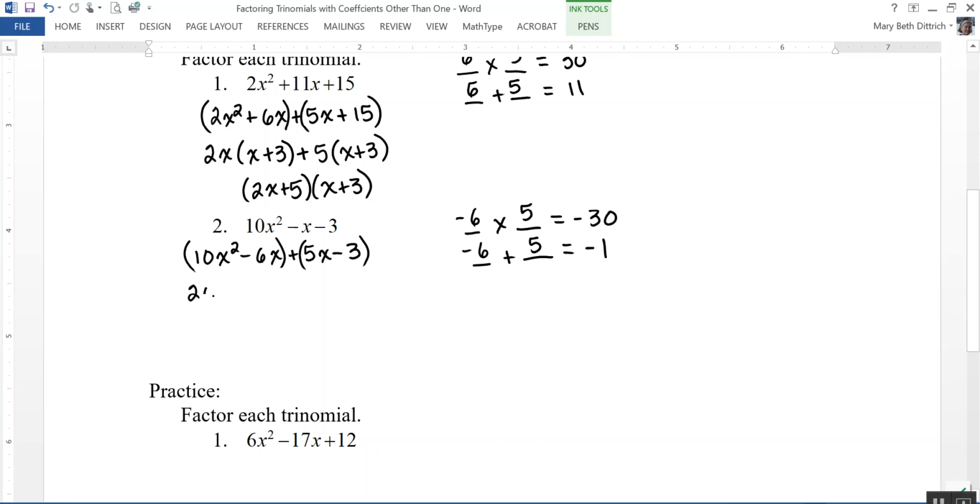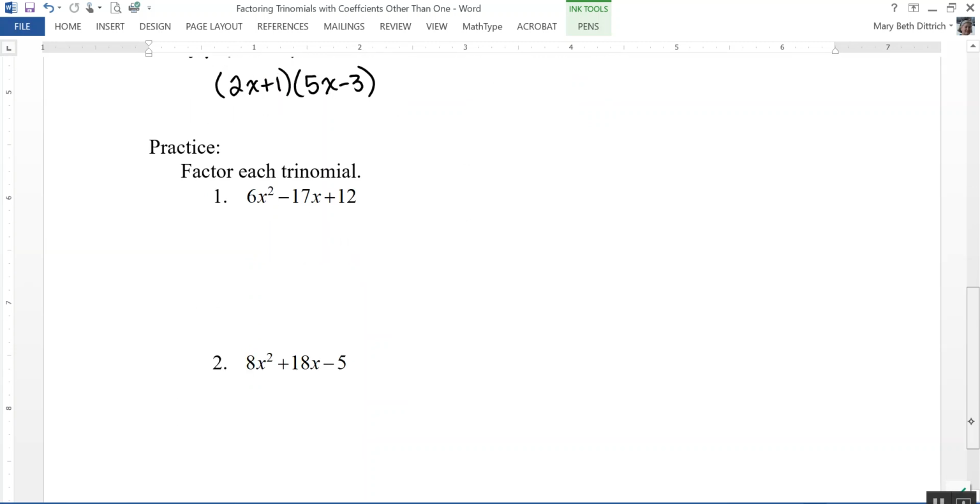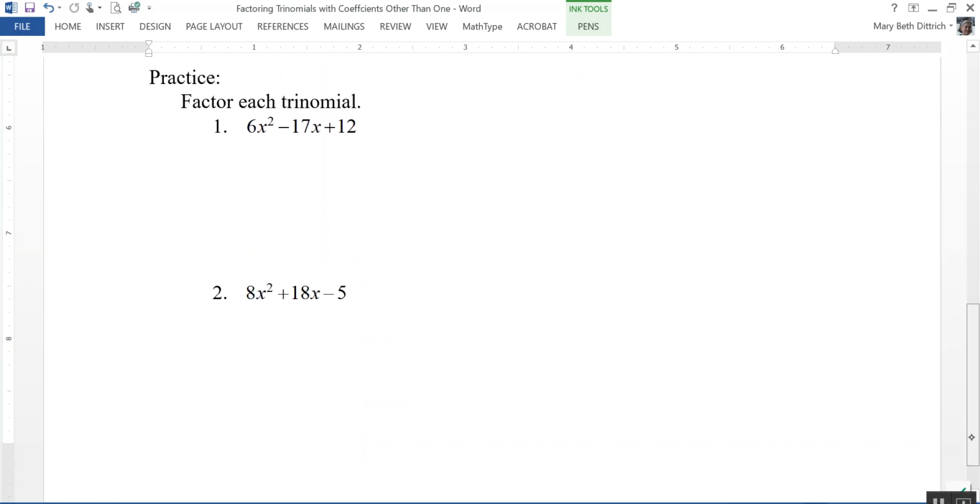So here I'm going to have a 2x, and that's going to leave me with 5x minus 3. And it doesn't look like I have a greatest common factor here, so I'm going to have to take a 1 out of there. So that's going to leave me with a 5x minus 3, which ends up being my repeated factor. So my final answer is 2x plus 1 times 5x minus 3. So here are a couple practice problems I'd like for you to try on your own right now. So stop the video and do these two problems in your math journal.